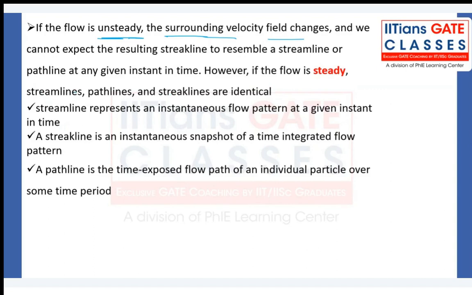In short, a streamline represents an instantaneous flow pattern at any given instant of time. Right. A streak line is an instantaneous snapshot of a particular time integrated flow pattern. And a path line is a time exposed flow path of an individual particle over some time period.